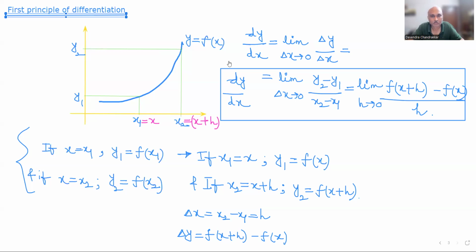Noted? Chalo, good. So let's do one example. The example goes like this. We have y is equal to 3x square plus 6x plus 2. Okay? So this is f of x.